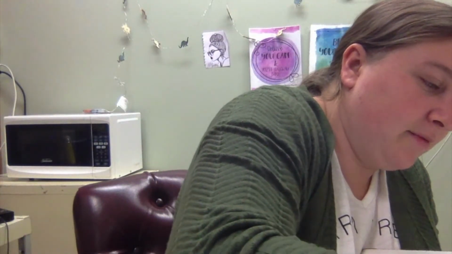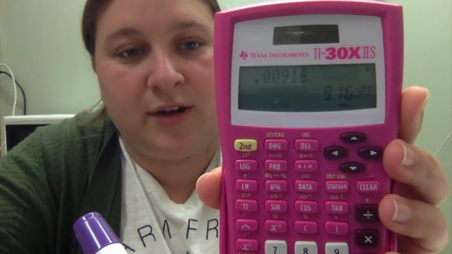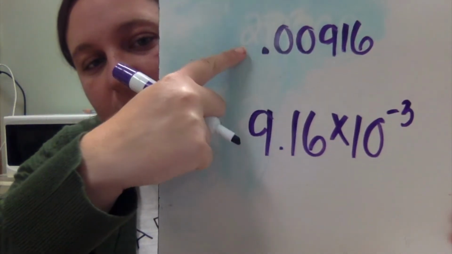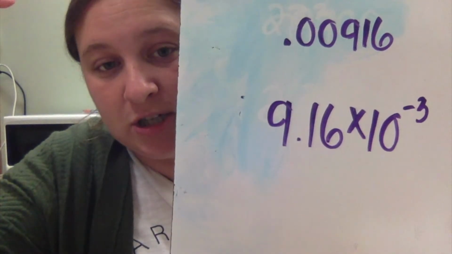So we are going to do 0.00916. So you're going to type 0.00916 into your calculator. Here it is on mine. And then we're going to hit enter, and it gives you 9.16 times 10 to the negative third. So when you see that, you just need to be able to interpret how to write that normally, and it looks like this. So this is standard form, this is scientific notation, but they're both the same number, just in different notations.